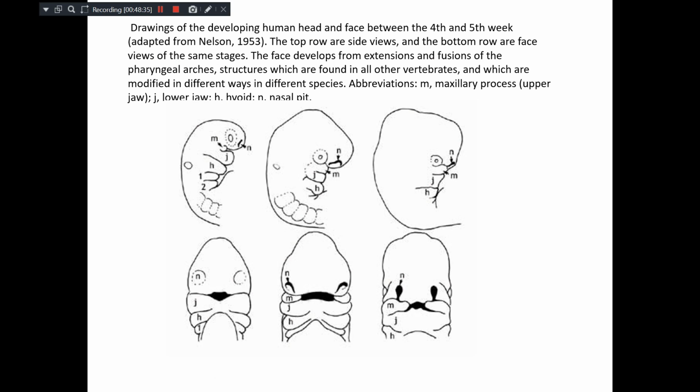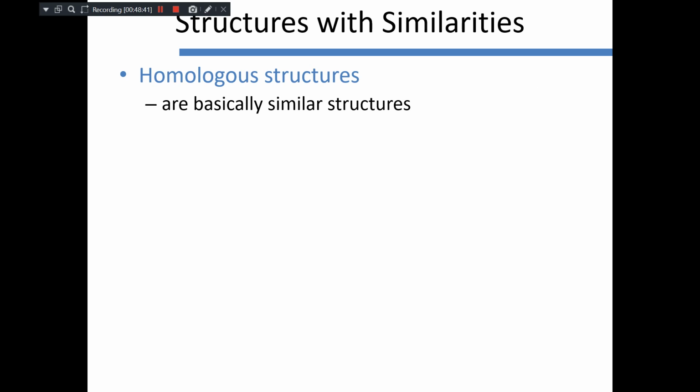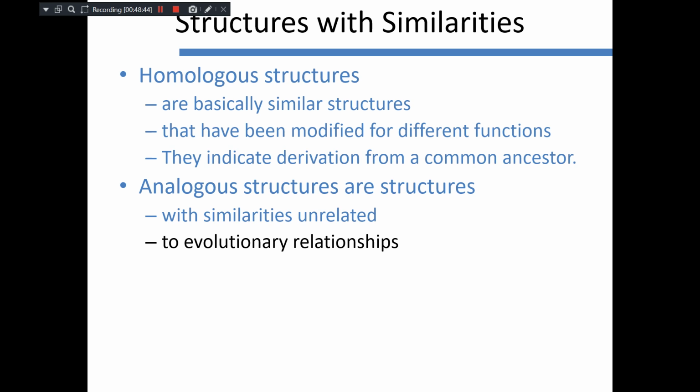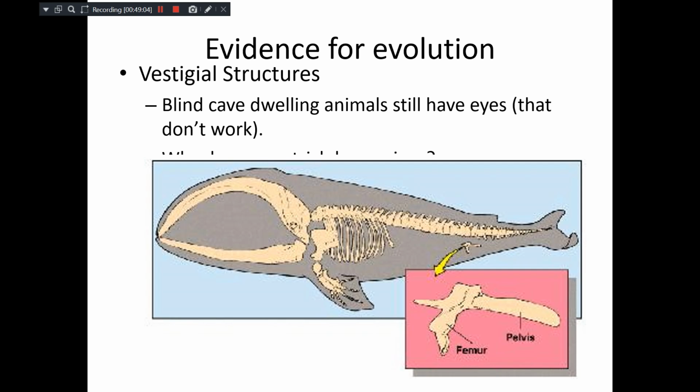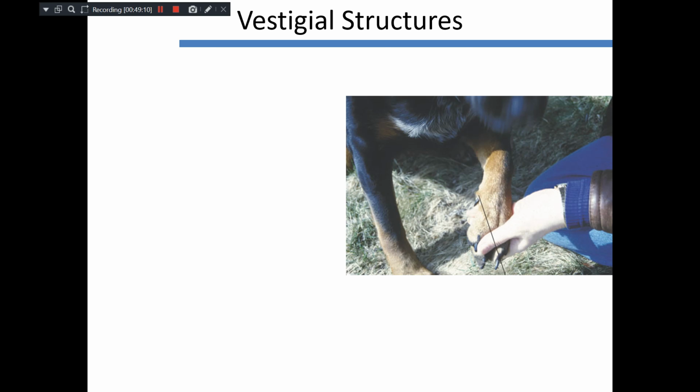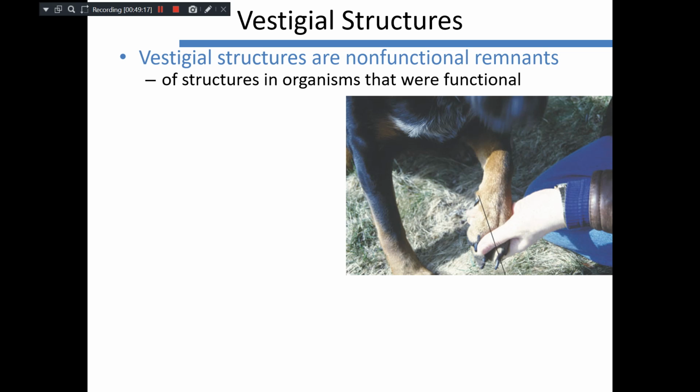So even the top row and the bottom row show the same stages. As I have told you, we have homologous structures and analogous structures. Homologous structures are basically similar structures, but in analogous structures the similarities are unrelated, though they serve the same function. Vestigial structures: blind cave dwelling fishes still have eyes. Just to summarize what we have discussed, claws, vestigial structures are non-functional, but still we see them.